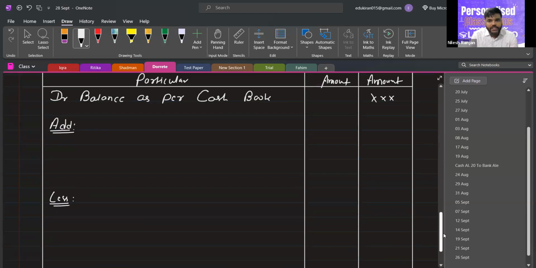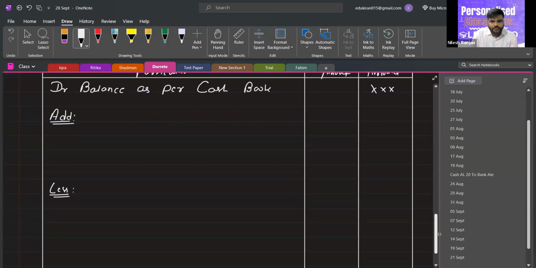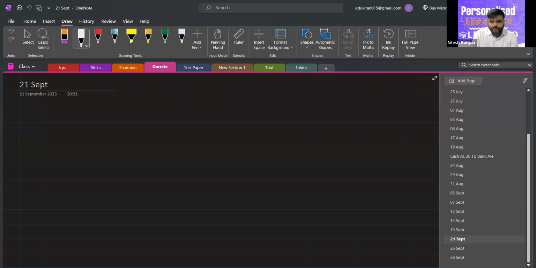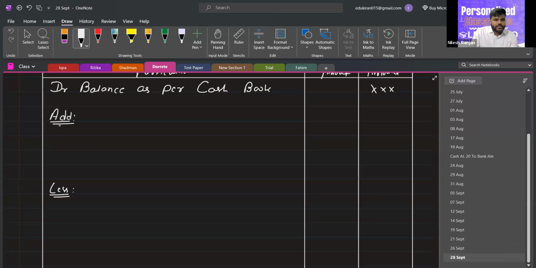Now, what will be added and deducted? For this, we have to go through some understanding. There are some types of transactions which will create a difference between cash book and passbook. So we have to know the reason behind those entries, and we have to write those items on the add or less side. So first of all, take the first item, check issued but not presented for payment.